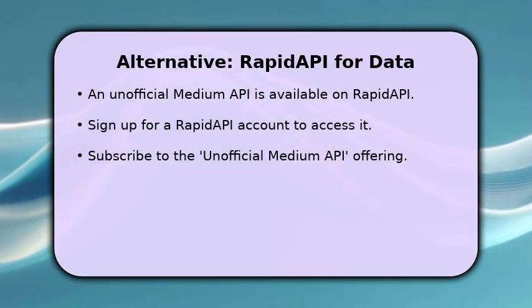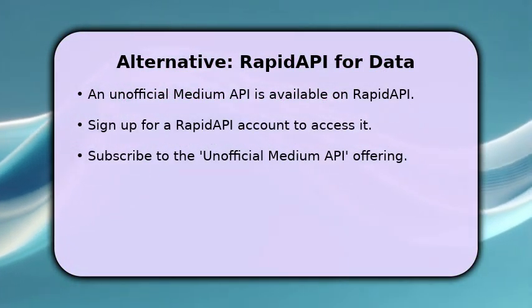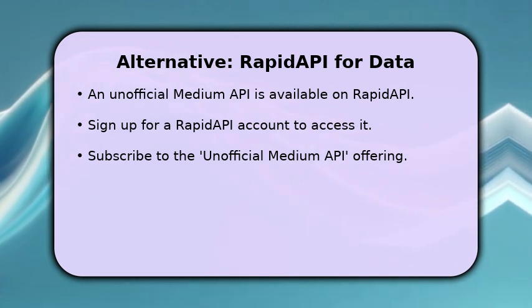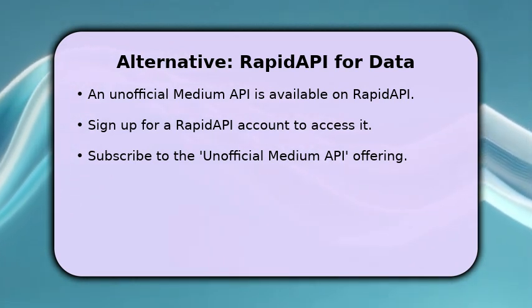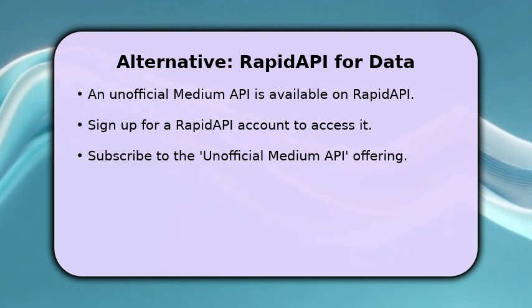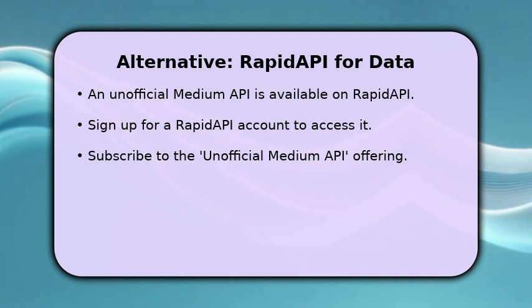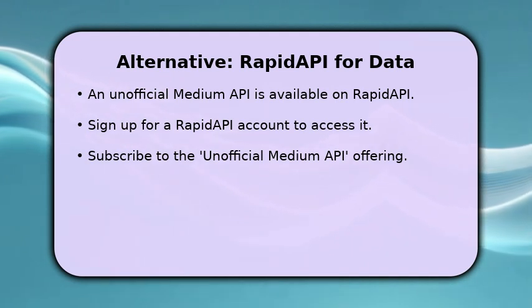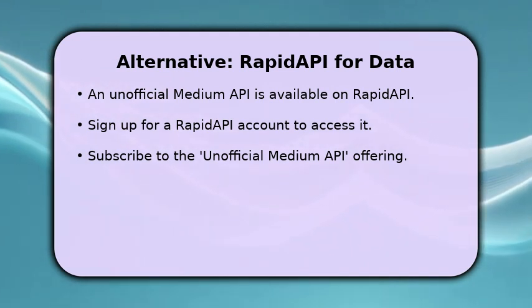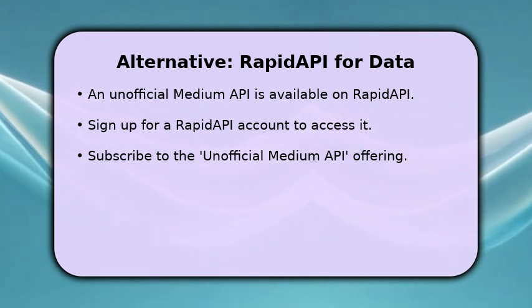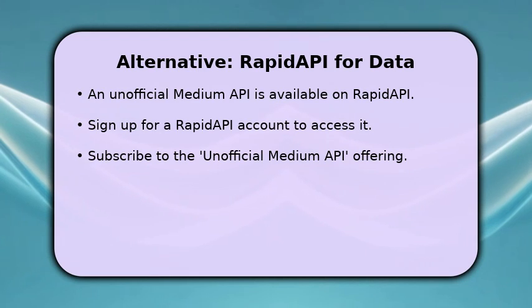For those looking to fetch data from Medium, an alternative exists through the Rapid API platform. You can sign up for a Rapid API account and then subscribe to their unofficial Medium API. After subscribing, you will receive an X-RapidAPI key. This key allows you to make requests to their endpoints to retrieve various types of data from Medium, offering a different pathway for programmatic access to content.